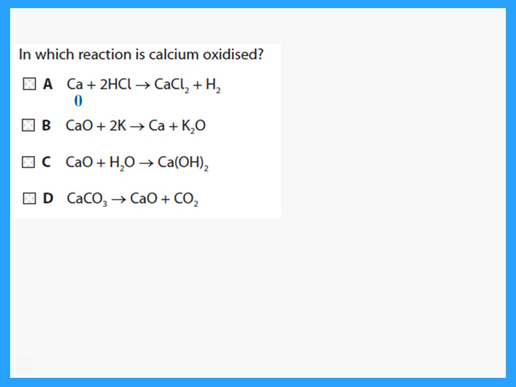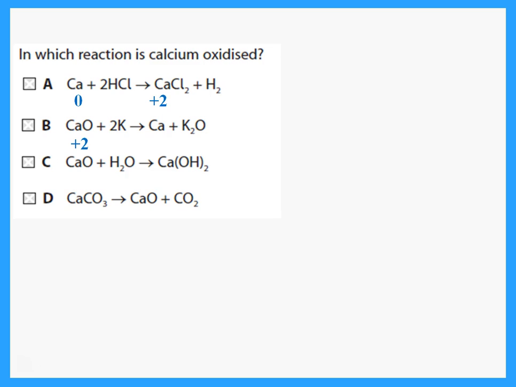Remember that calcium is in group 2. When it forms a compound, its oxidation number is +2. So here we're changing from 0 to +2. The oxidation number increased. This is oxidation. So this is actually my answer. But let's take a look at the others.